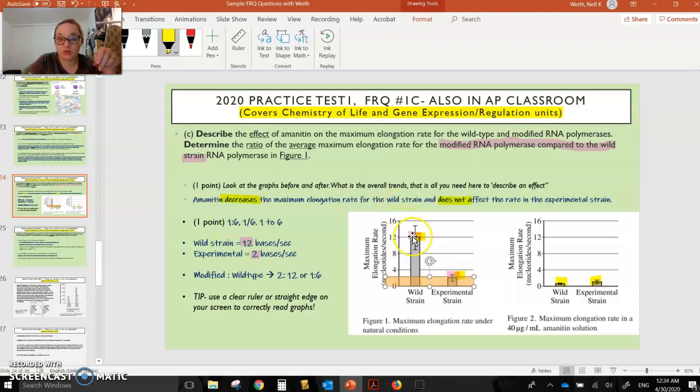Reading this as 12 on the line is not a problem at all, but reading this one and reading these that are farther over, using that straight edge and carrying your eye over to the axes will help you be a little bit more accurate. So that's a little tip.